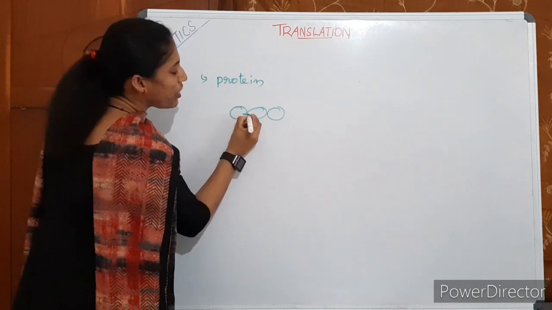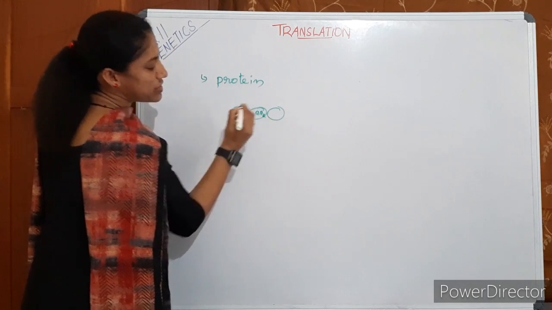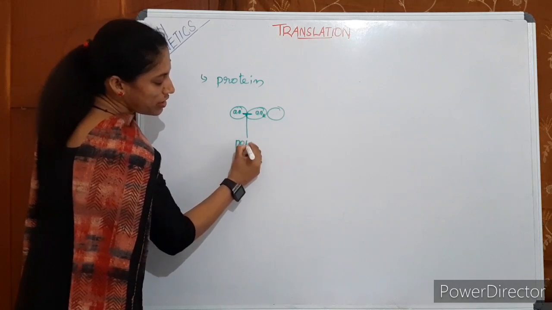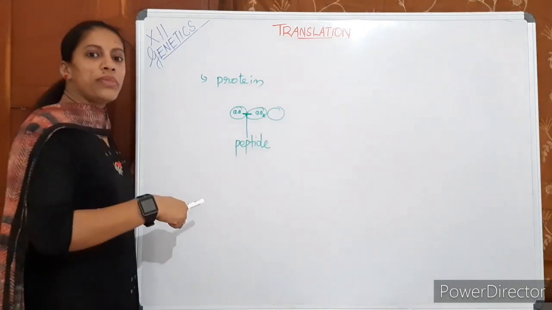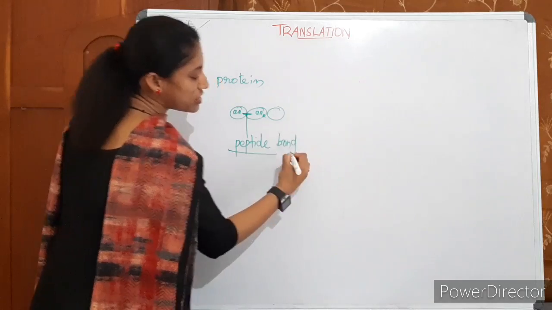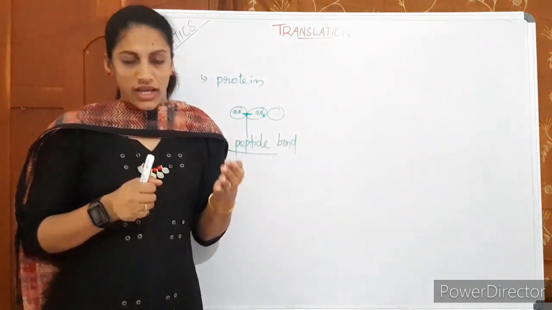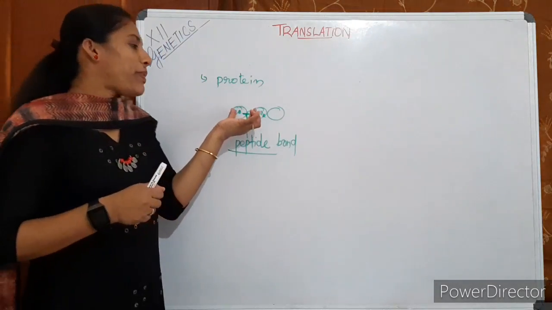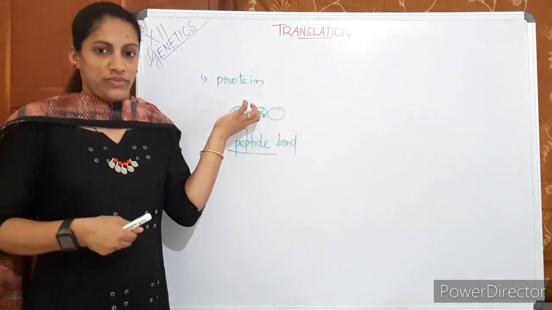You know this amino acid, one amino acid is joined to the next amino acid by means of, what is the bond connecting there? Which bond is connecting two amino acids? You have learned in plus one. It's a peptide bond. Okay, so understand, an amino acid is joined to the next amino acid by means of peptide bond. Then understand, the peptide bond formation requires energy.